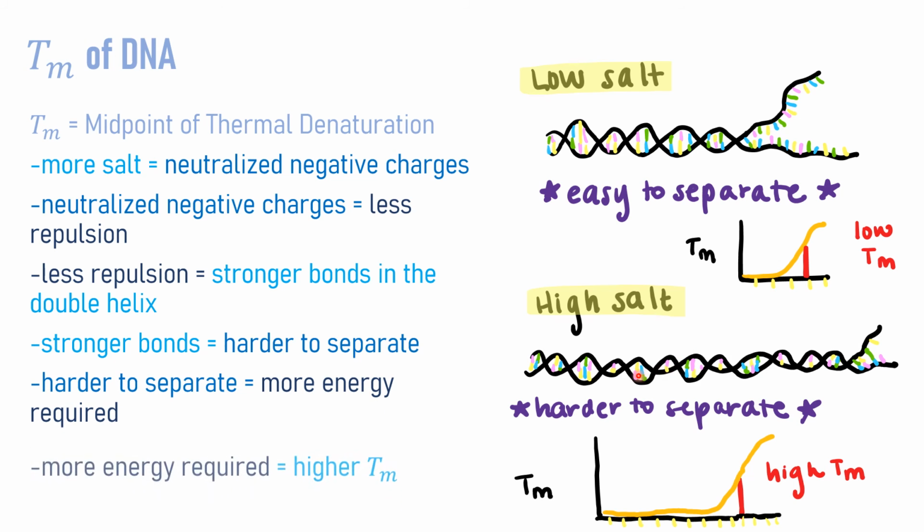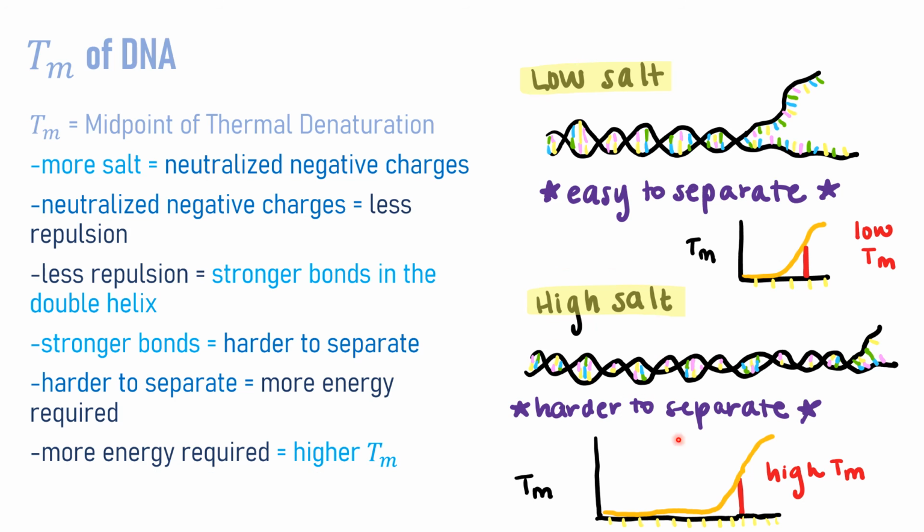In conclusion, the Tm of the DNA in a high salt concentration will be much higher because those bonds are harder to separate and the double helix is more stable.